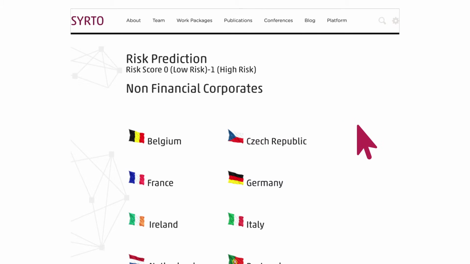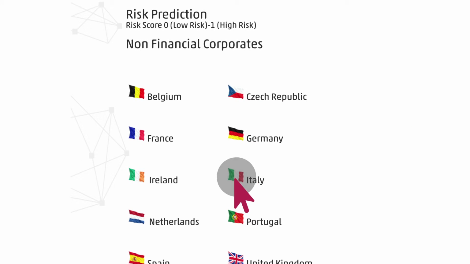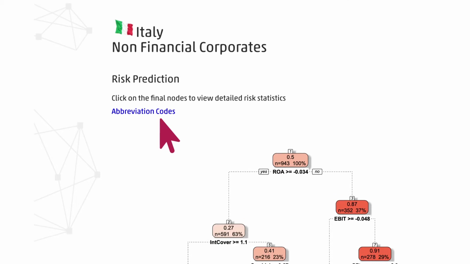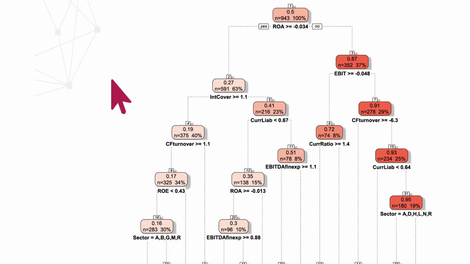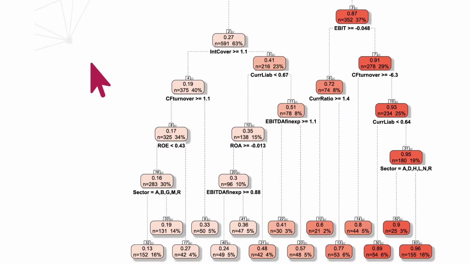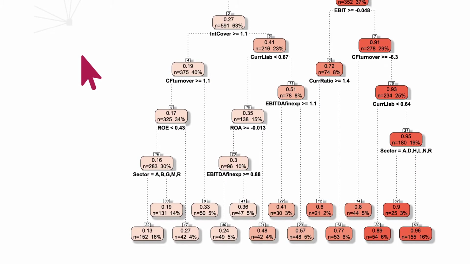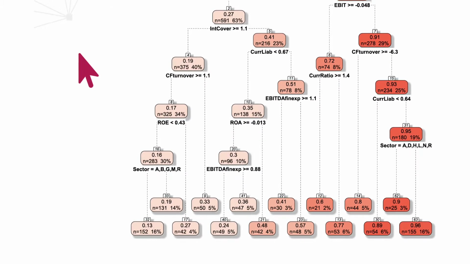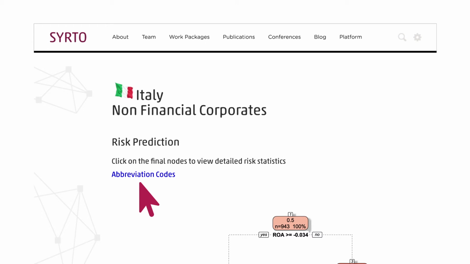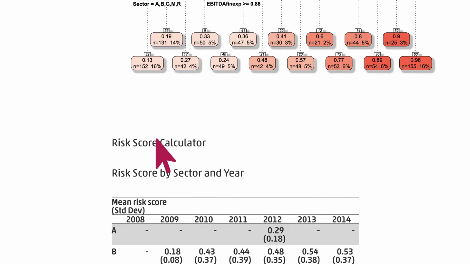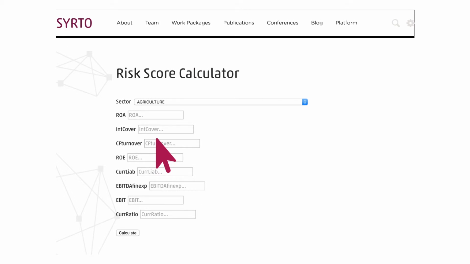Suppose you are interested in looking at the risk for non-financial corporates in Italy. The tree works as before. Splitting rules are here computed for balance sheet data expressed relative to the total assets, except for ratios. See abbreviation codes for more details. The online risk calculator is available and works as for sovereigns and banks, of course, based on different indicators.